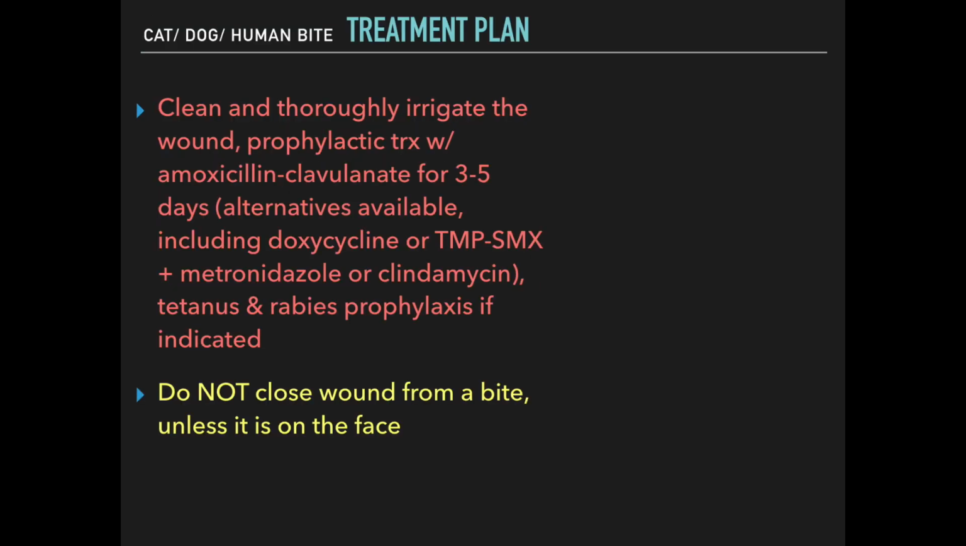So next up, we have the treatment plan for a cat, dog, or human bite. Generally, for all of these, we're going to clean the wound very thoroughly and irrigate it. Most of the time, we're going to give prophylactic antibiotics, and this is amoxicillin with clavulanate for 3 to 5 days, also known as Augmentin. There are a few alternatives listed there for you as well. And then, of course, tetanus and rabies prophylaxis if those are indicated. It's also important to note that we're not going to close these wounds. We'll let them heal on their own unless the bite is on the face.